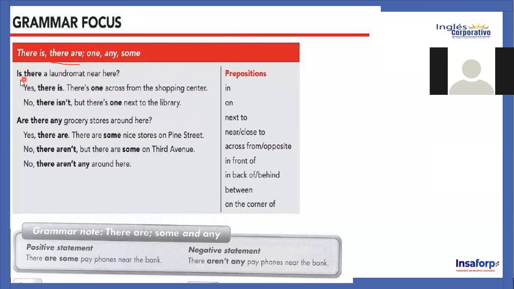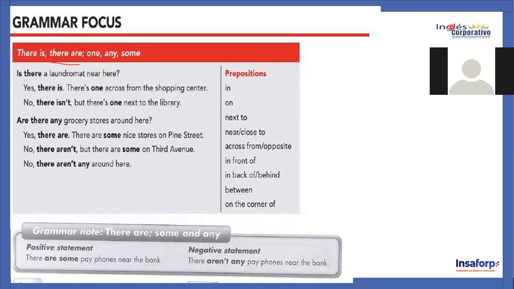Okay, tenemos entonces the questions, right? Recordemos que en las preguntas siempre va a ir el verbo to be al principio. For example, is there? Is there a landmark near here? Y la respuesta corta, right? Yes, there is, or no, there isn't. Tenemos la respuesta larga. There is one across from the shopping center. Tenemos las prepositions, las que ya hemos estudiado en los módulos anteriores. And we have there is.